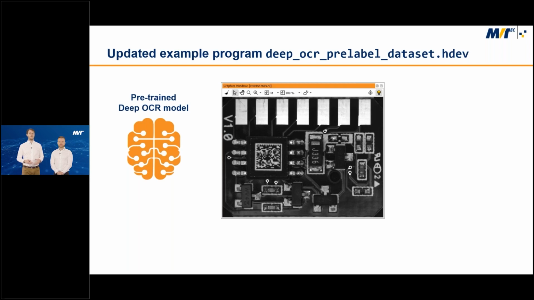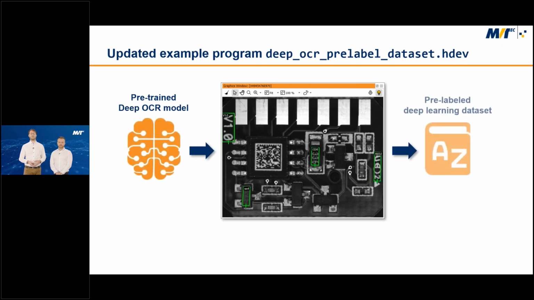What does this do? Well, as Jan said, we have this pre-trained Deep OCR network that actually works quite well already. So we can use this to pre-label our dataset and thus save time. So for example, in this image, we already find with our pre-trained network these word boxes and pre-label them.